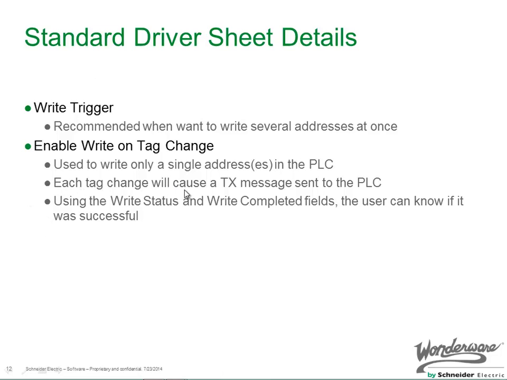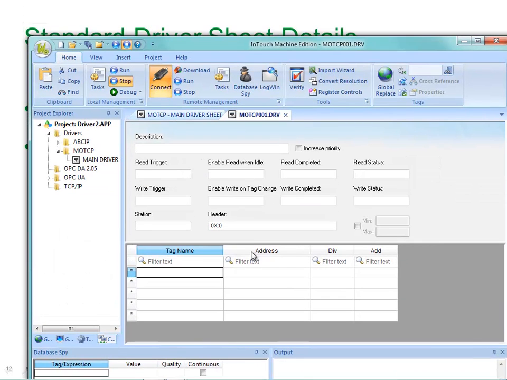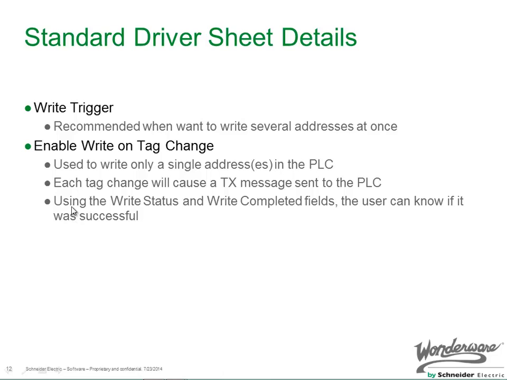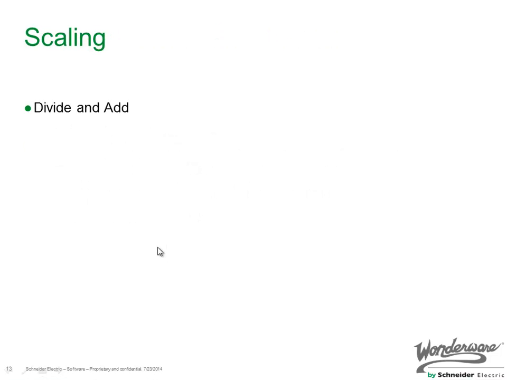Each tag is going to cause a transmit message to be sent to the PLC. So it's going to block that tag up. And if you have multiple on a worksheet and you have enable write on tag change and 2 or 3 of those need to be written, it's going to do individual writes or transmits for each individual one of those tags. So using the write status and write completed fields, you can tell if things were successful. So in the background, you can kind of get some knowledge of status of, okay, I tried to do this, did it happen? So that's some things that you can do there.